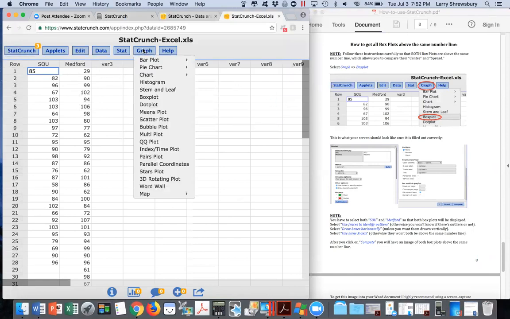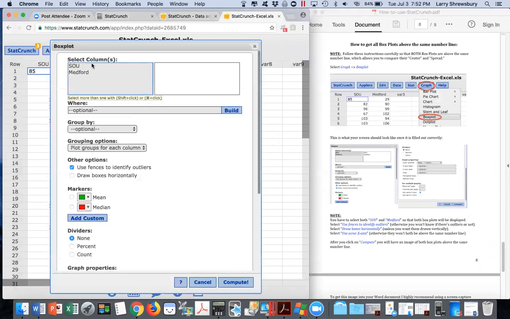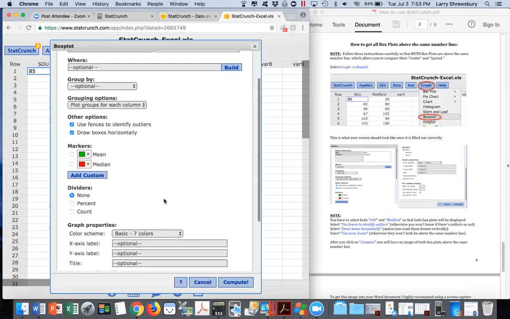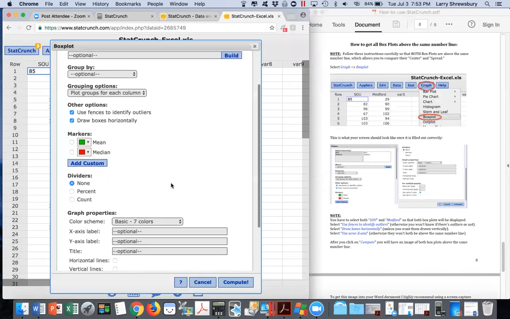So let's go ahead and get rid of that, or stash it away over there. And so we go to graph and box plot, and we have to select both, but we've been doing that all along here anyway. Okay. And now, definitely we're using fences to identify outliers, of course. But I like to see them horizontally. If you don't do that, they'll be vertical, up and down, which is okay. Nothing wrong with that. If you want to do those, you can. Not really necessary, but if you want to, because we already did it with the histogram.